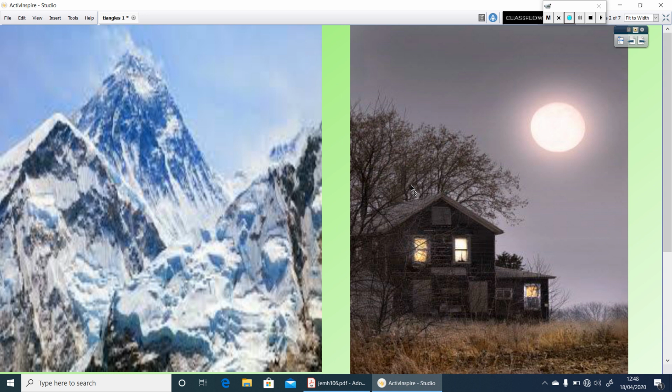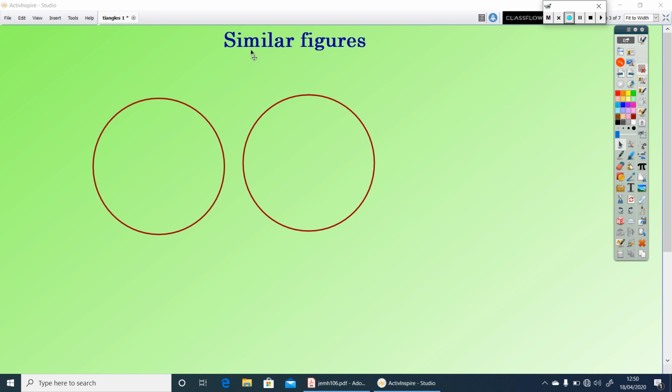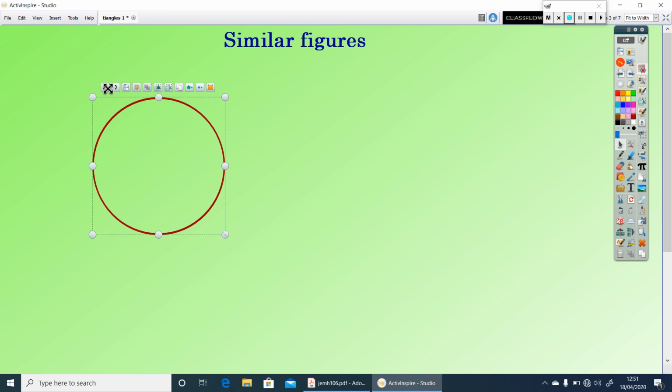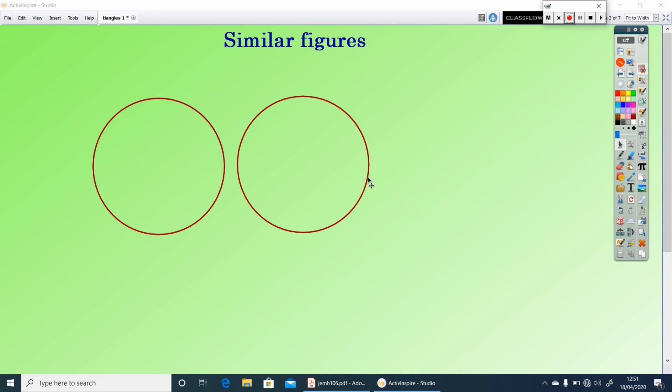Now, let us go to it. Let us go to similar figures first. Here are two circles. Can you say these two circles are congruent? Let us check it. Now take one circle and keep it on the other. It exactly covers the first one. So these two are congruent. That means circles having the same radius are congruent.